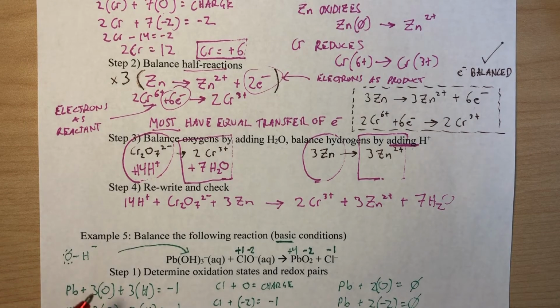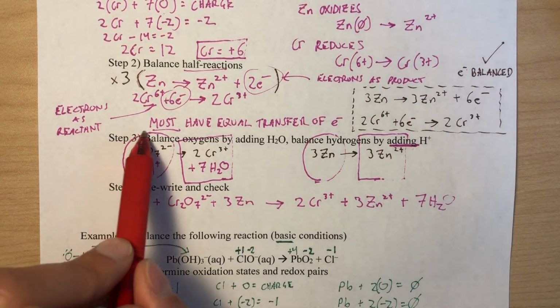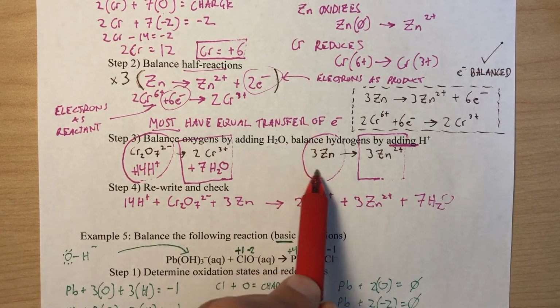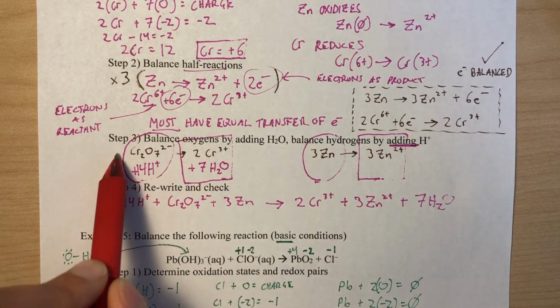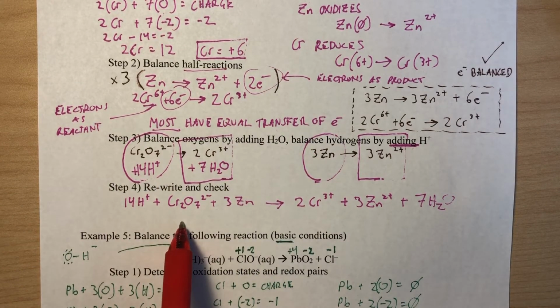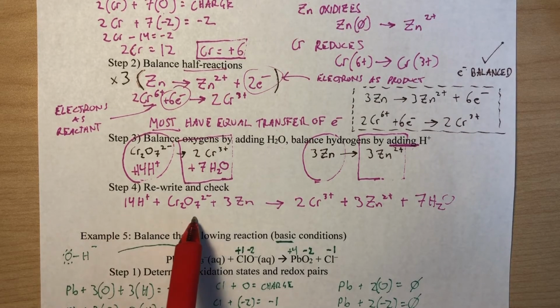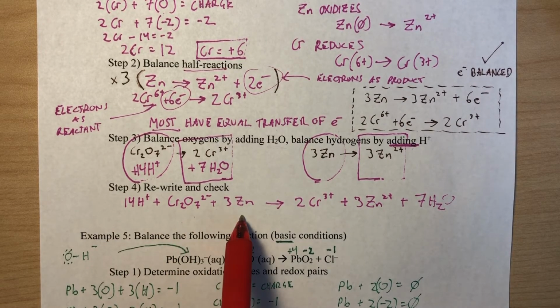The next step is to rewrite the full equation. In order to do this, it's a little tricky, so we have to be really clear about what we're doing. We are going to write the overall reaction, so we have to lump together the left sides of both of our reactions. So I've circled all of our reactants. So our reactants go here on the reactant side, and that's 14 hydrogen plus atoms, so 14 protons, 1 equivalent of chromate, and 3 equivalents of zinc.